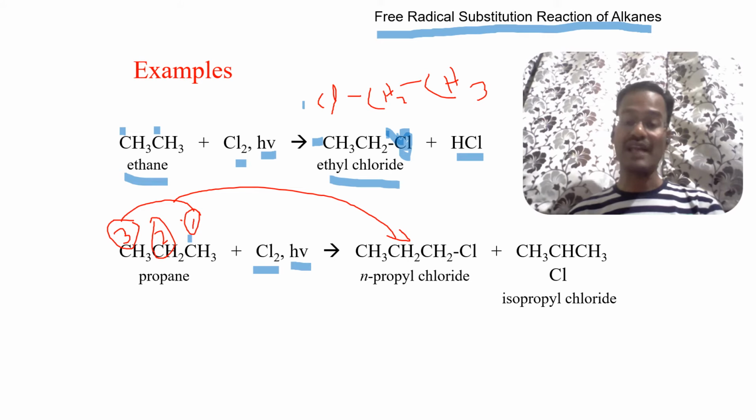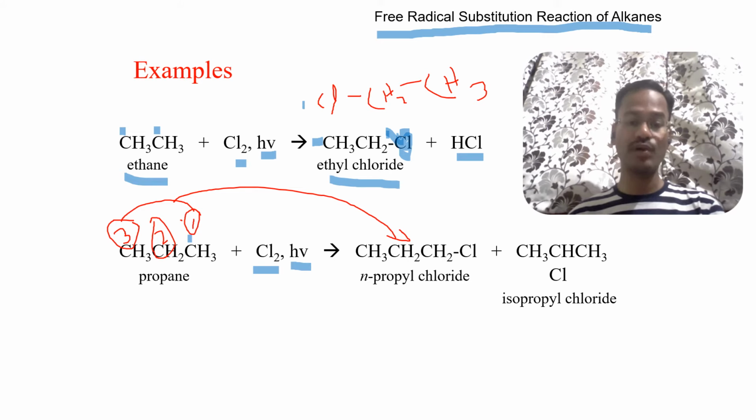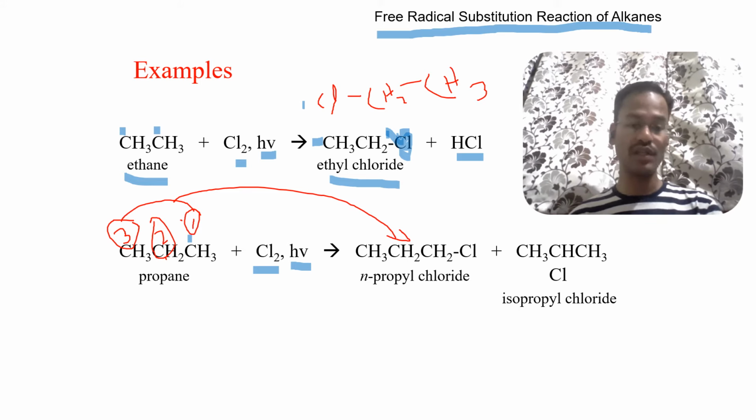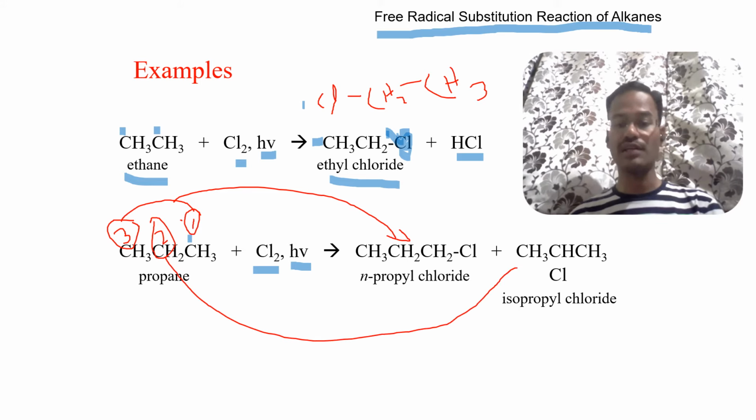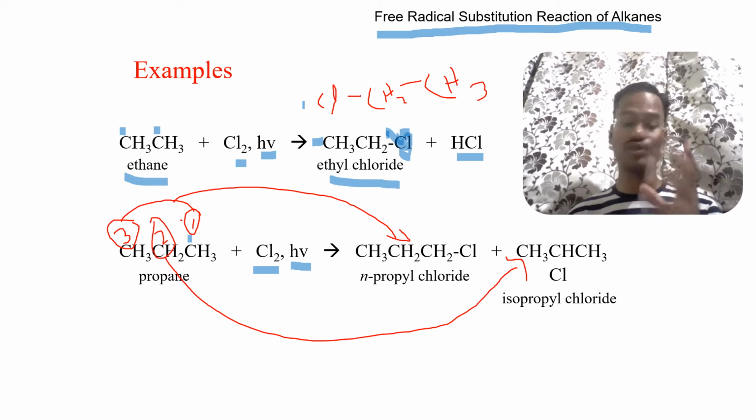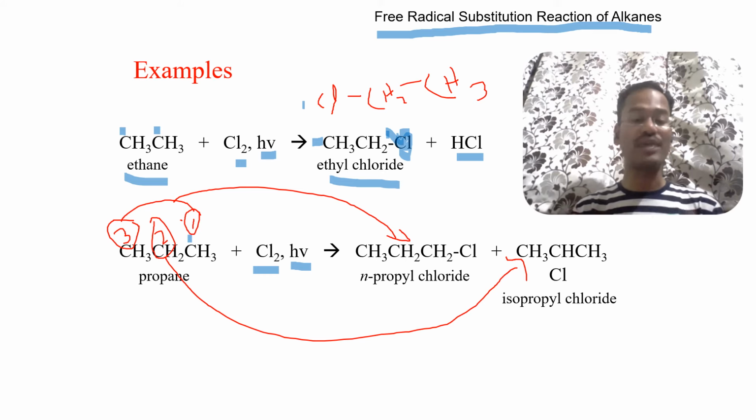In the other case, if the chlorine attacks the middle carbon, that is the second carbon, then we may get isopropyl chloride. So the position of attack is very important in formation of the product. And if you ask me, sir, at which position this chlorine may attack?